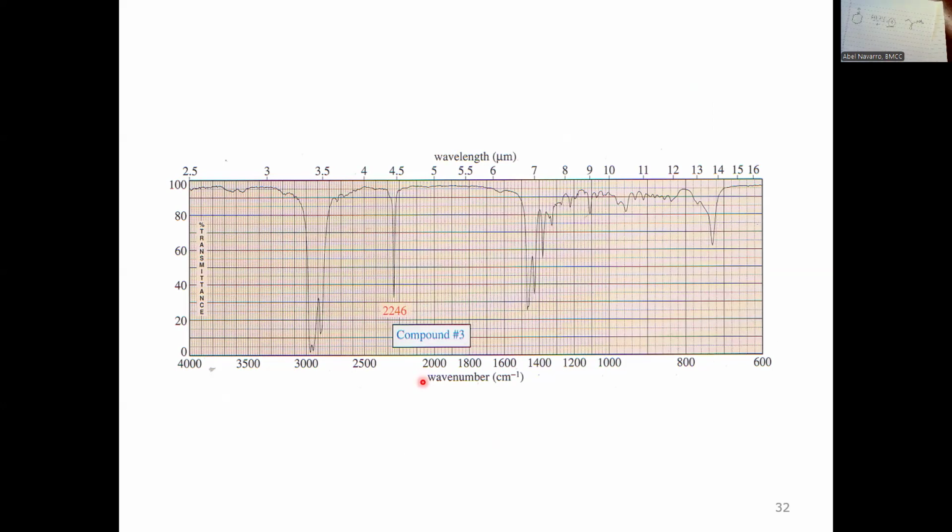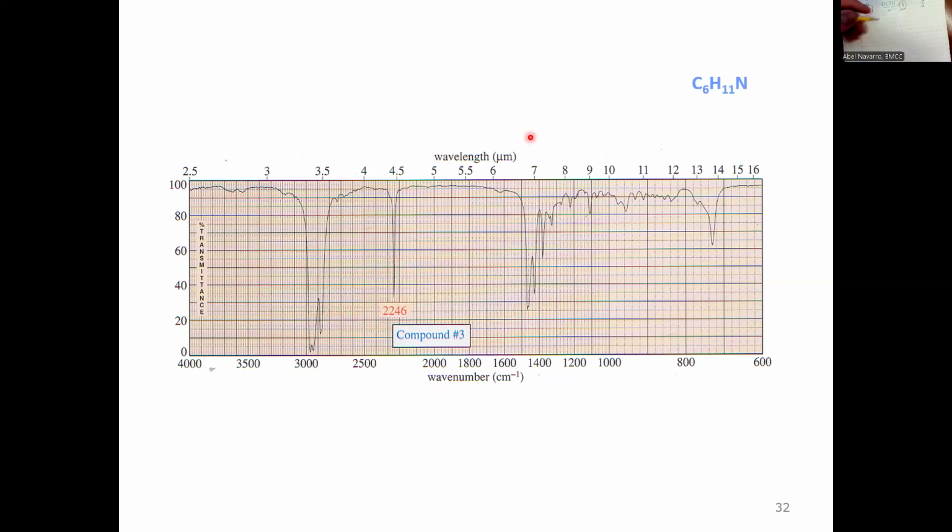Okay, 2246. To me, that looks like a nitrile, right? Remember I was telling you that nitriles are more 2200s and alkynes are more 2100s. So to me, it's a nitrile. Anything else? I don't see anything else other than CH sp3 and nitrile.